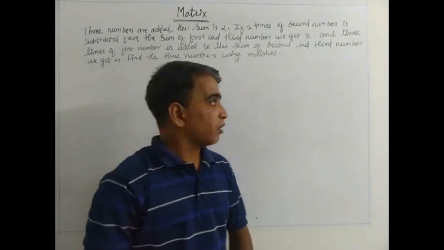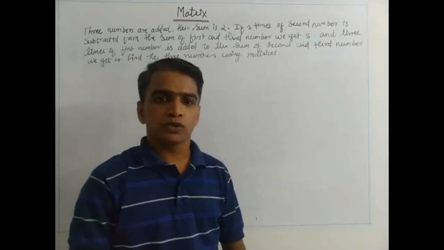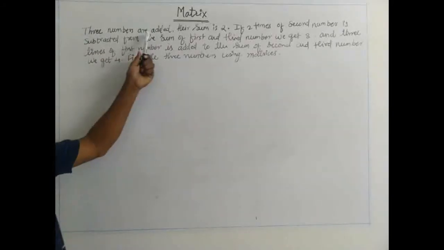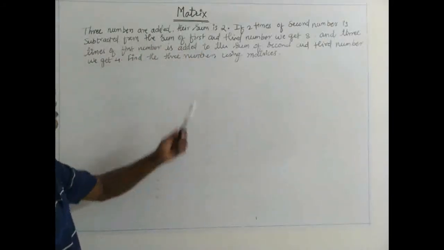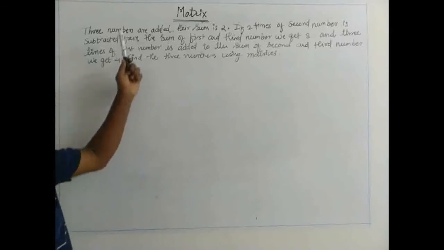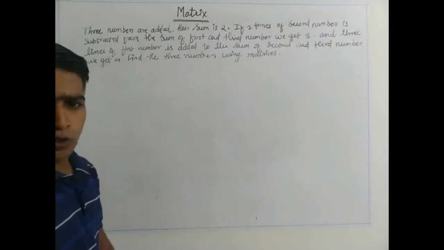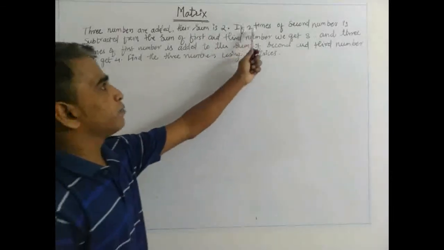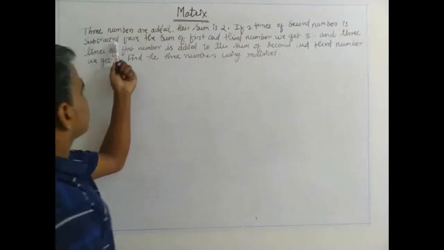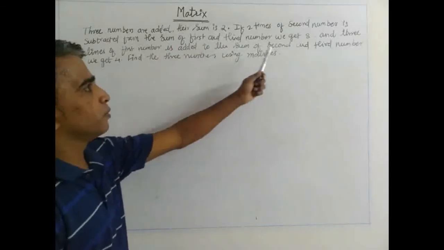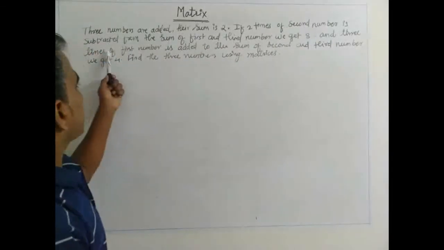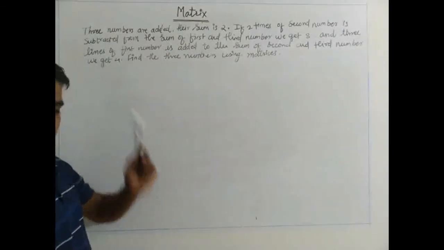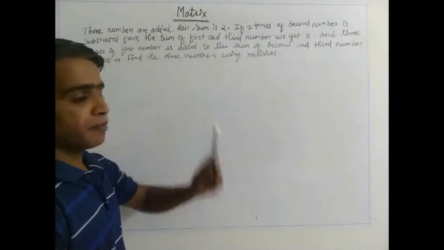Welcome back students. Now we are going to find the solution of word questions by using the matrix method. The first question is: three numbers are added and their sum is 2. It means we have three numbers, which we don't know, so we have to assume them. Their sum is given as 2. If 2 times the second number is subtracted from the sum of the first and third, we get 8. And if 3 times the first number is added to the sum of the second and third number, we get 4. Find the numbers using matrices.